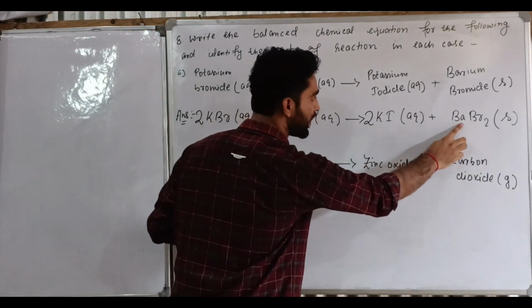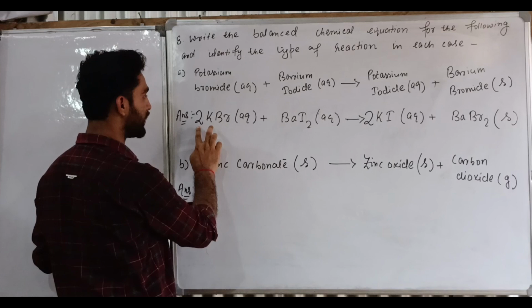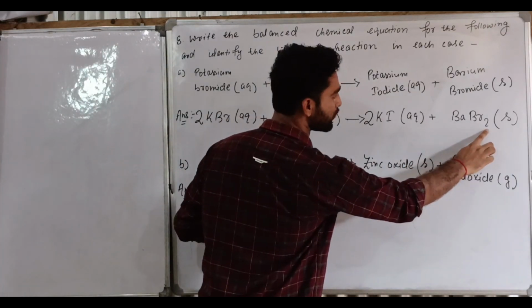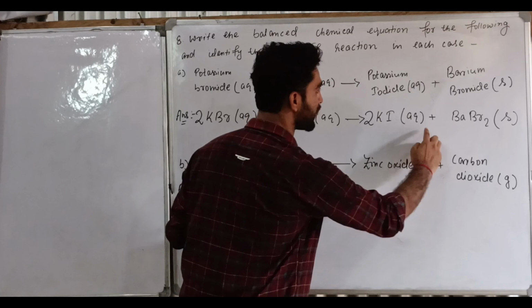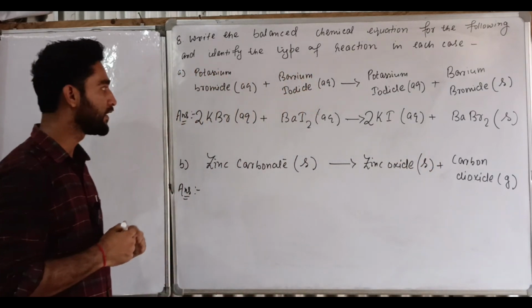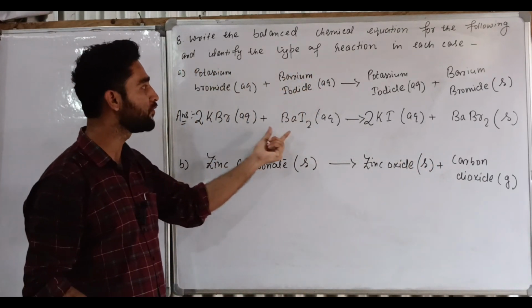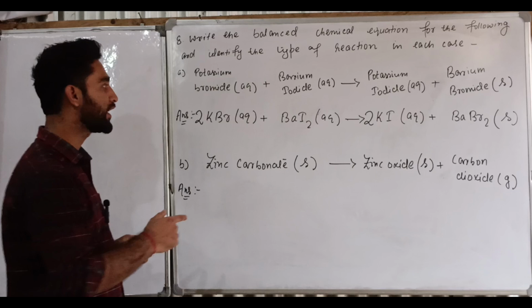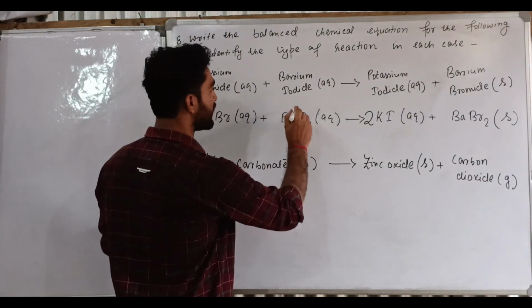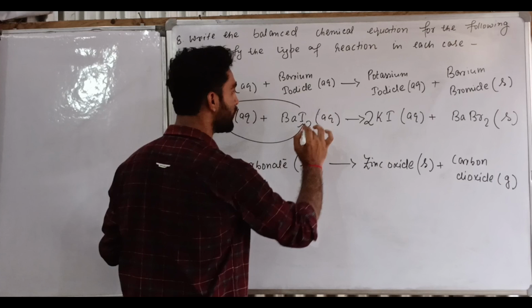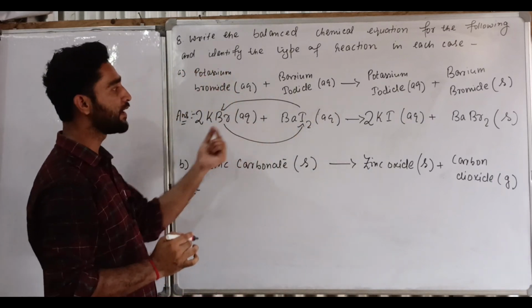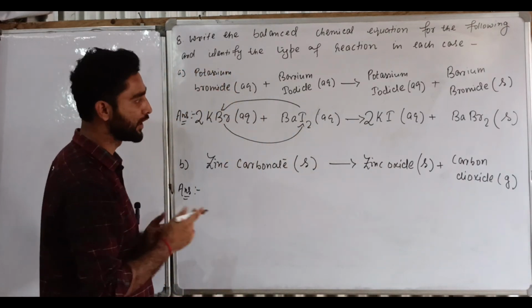Barium 1, barium 1. Now bromine, this side bromine 2, this side bromine 2. Then iodine, iodine 2, this side iodine 2. Now the reaction became balanced. Now we have to tell what kind of reaction it is. So clearly we can see, this ion took the place of bromine and bromine took the place of iodine. So it is an example of a double displacement reaction.